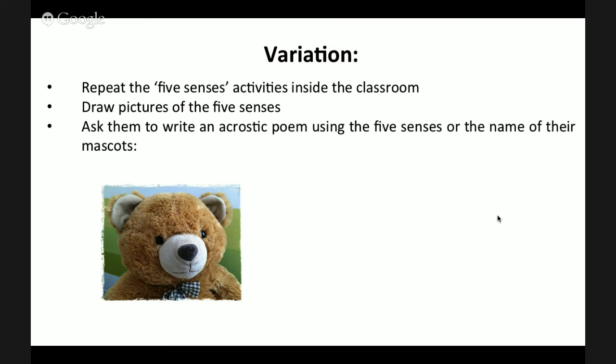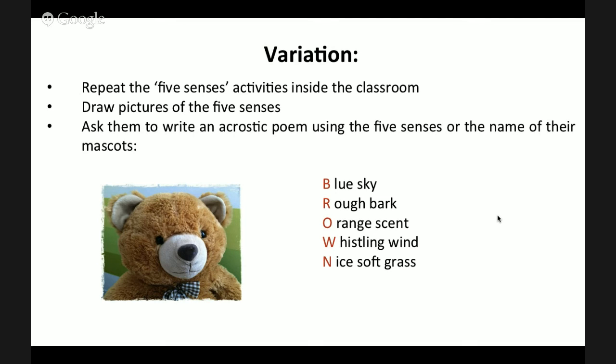And if you want to do something more challenging, you can ask them to write an acrostic poem using the five senses or the name of their mascots. I wrote this one based on Brownie. So this is how it goes. Blue sky, rough bark, orange scent, whistling wind, nice soft grass, itchy mosquito bite, eating sweet raspberries. So you can see the name Brownie, and this is an alternative that you can do too.